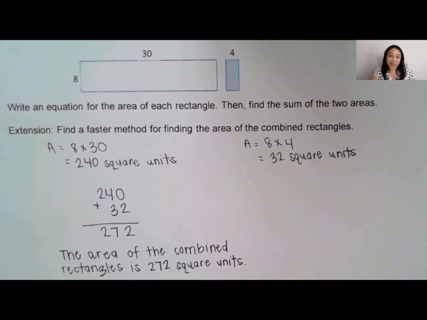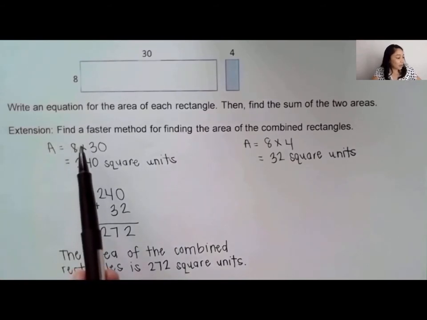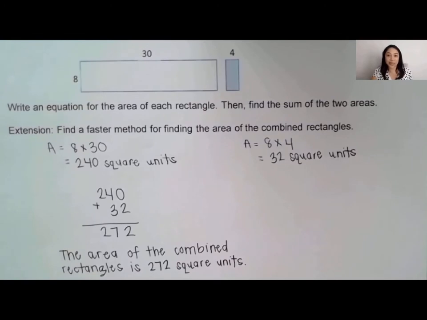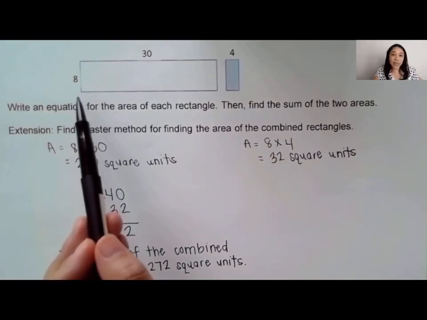Before we move on, there is an extension to this problem. Read it with me now. Find a faster method for finding the area of the combined rectangles. We found the combined area already, but what is a faster method? Again, let's look at both rectangles. We can see that they both have a width of 8 units.